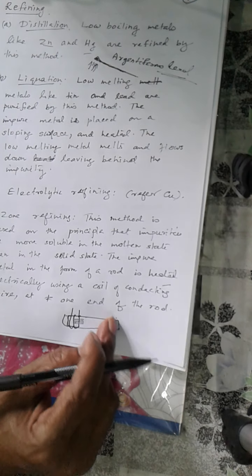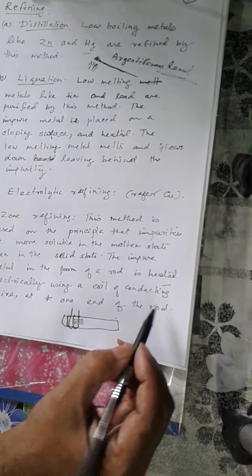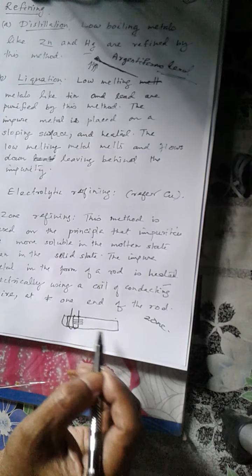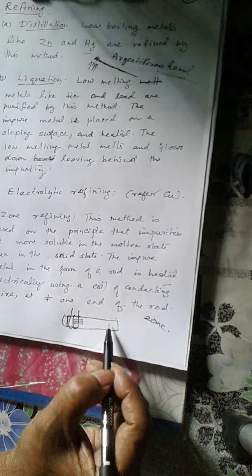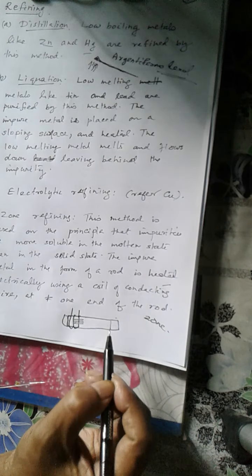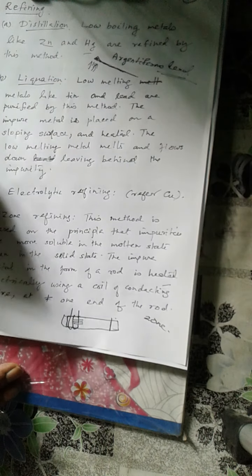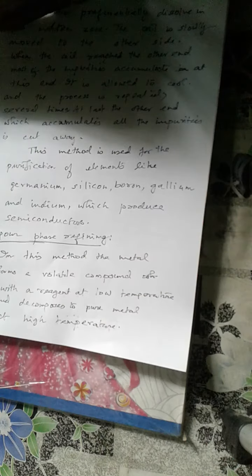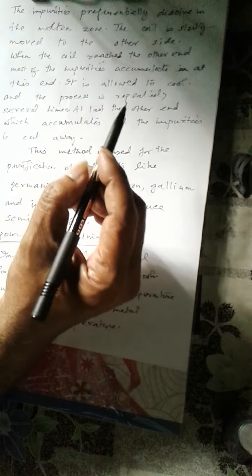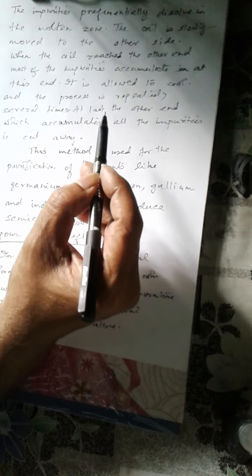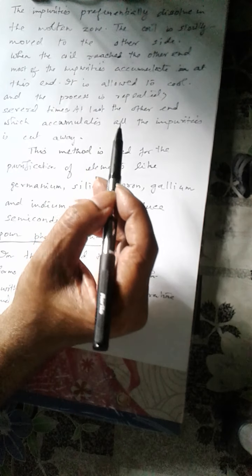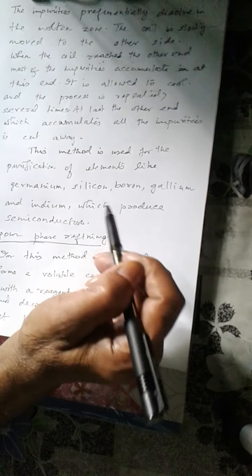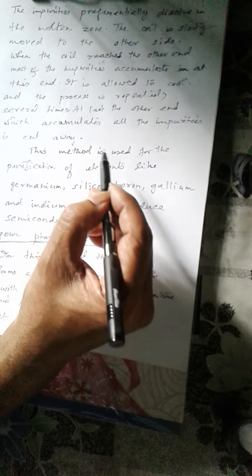Now the coil is removed, and this zone is solidified. Now this process is repeated several times till you get all the impurities here, and this portion is cut off to get the pure metal or a pure material. Now I told you earlier that materials used for preparing semiconductors, for example germanium, silicon, boron, gallium and indium, are purified by this method.